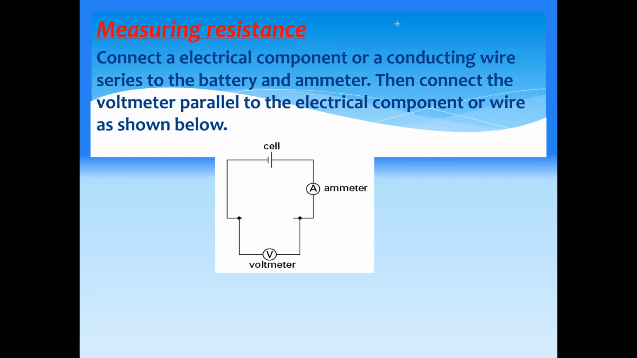For example, if I want to measure the resistance of a lamp, then there should be a lamp instead of a resistor. And we'll get the voltage and current. Voltage divided by current, we will know the resistance.